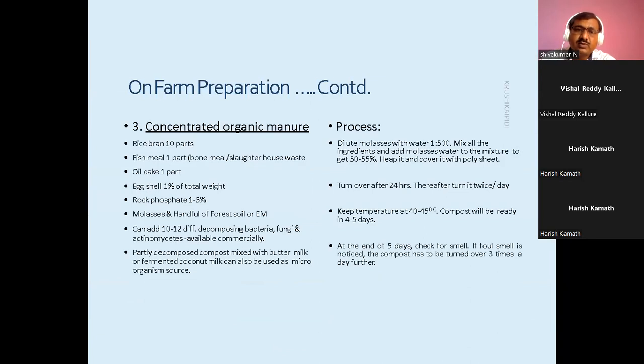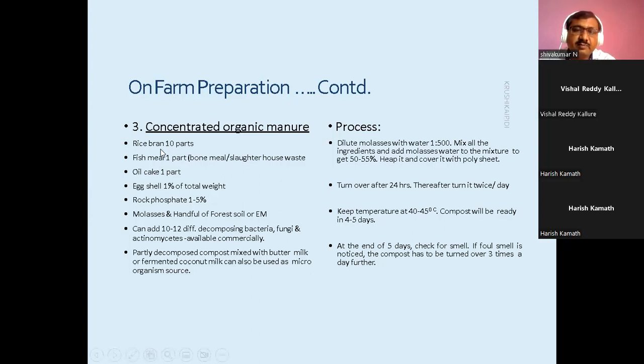So this is the process for preparing concentrated organic manure. Usually what we prepare is the common material, but in this process you prepare concentrated organic manure, which will have a higher percentage of nutrients. It will improve the phosphate content and also the nitrogen percentage in the organic manures.